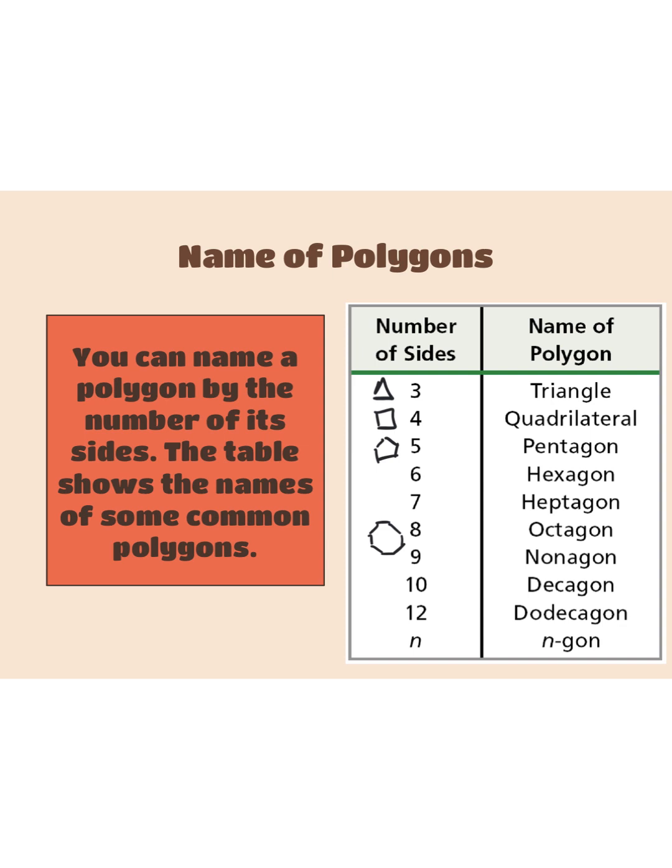Then you have a 9, which is a nonagon, a 10, which is a decagon, a 12, which is dodecagon, and then an n-gon is the number of sides plus the word on. You see all of them have the G-O-N, G-O-N, G-O-N from 4 onwards.